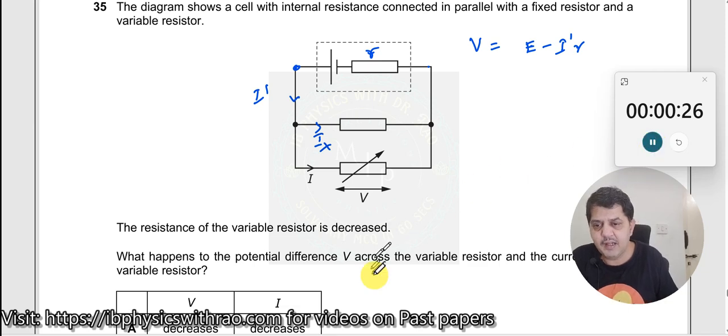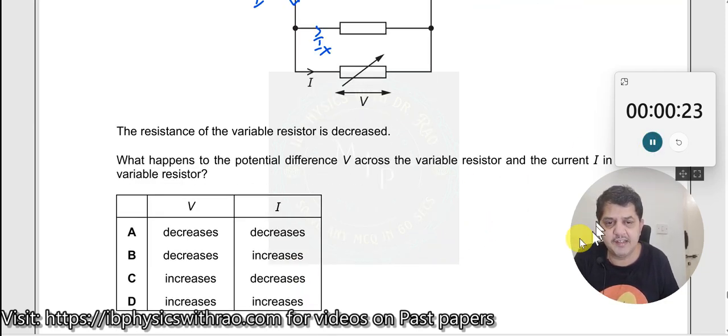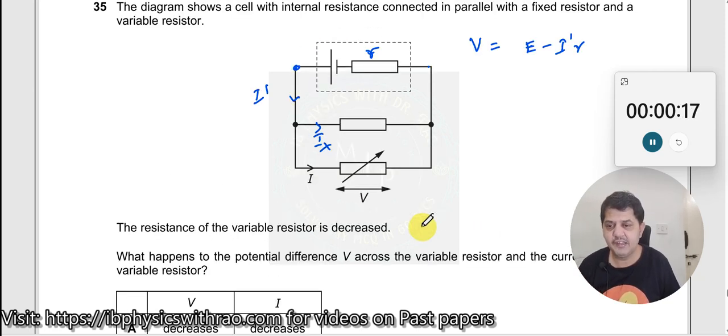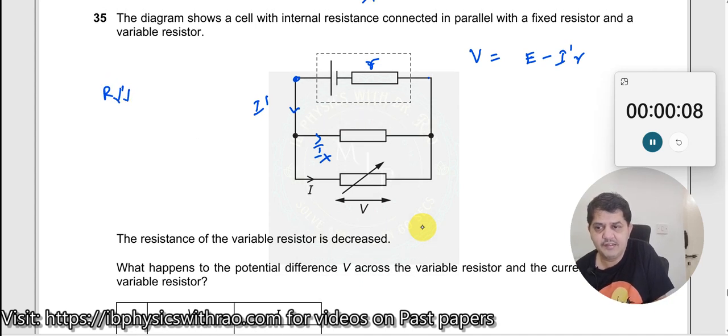What happens to the potential difference V across the resistor and the current I in the variable resistor? What happens to the potential difference V? What is he decreasing here? He is decreasing this value of R. When you decrease this value of R, then automatically your potential difference V will also decrease here. Potential difference will also decrease over here.